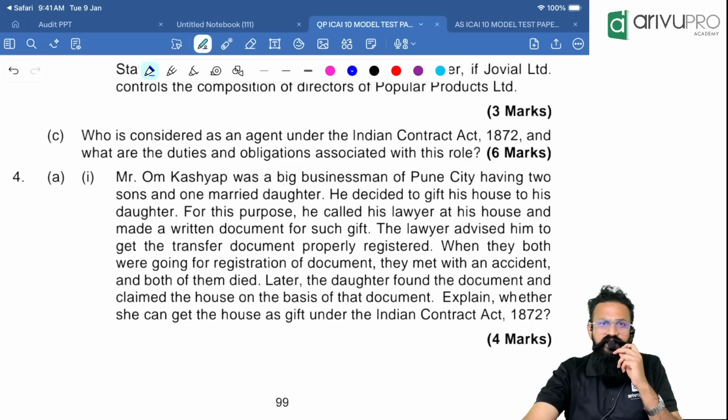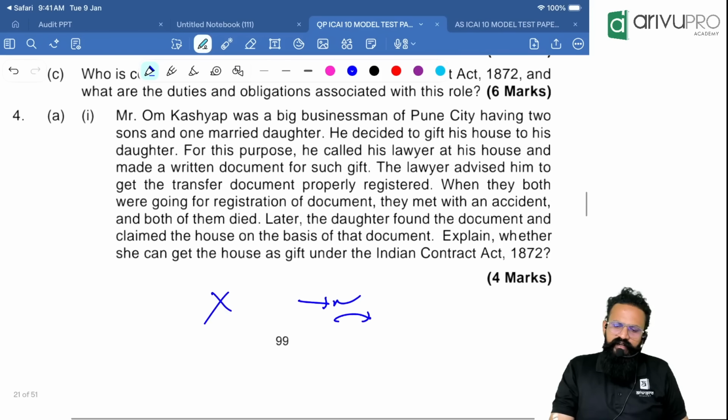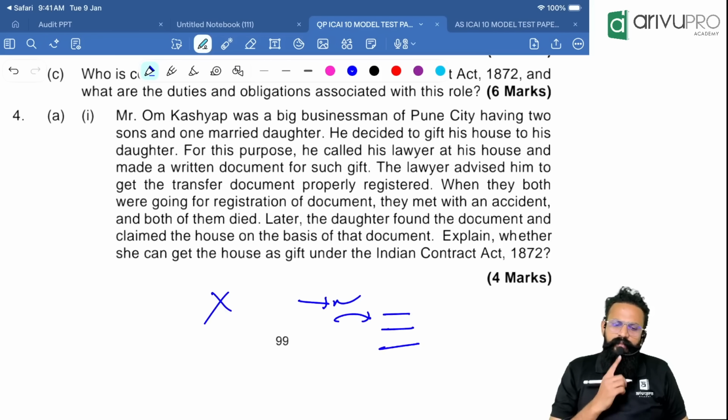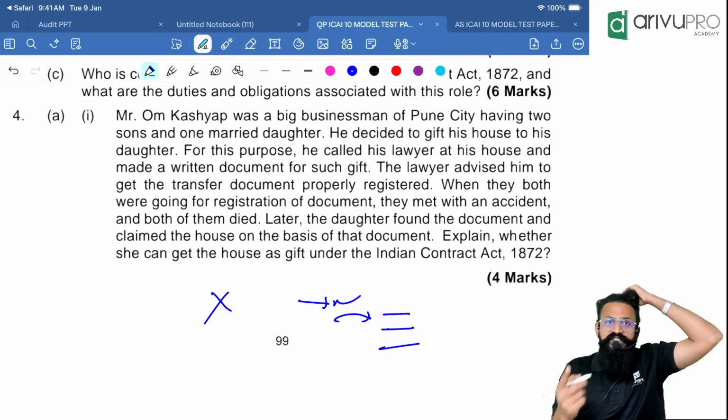Explain, is it valid? The answer is no, because people, this comes under quid pro quo, natural love and affection. Whenever this contract has to be valid, it should be in writing, it has to be between nearly standing relationship parties, and it has to be mandatorily registered because it is an immovable property. You cannot transfer it without registration.